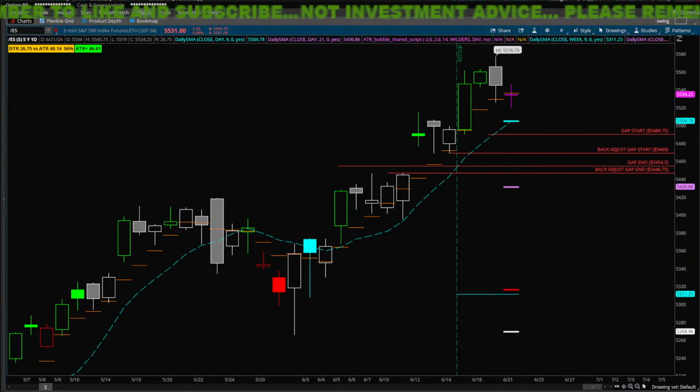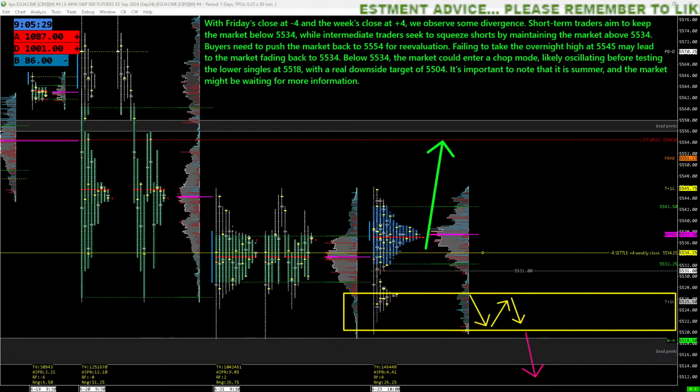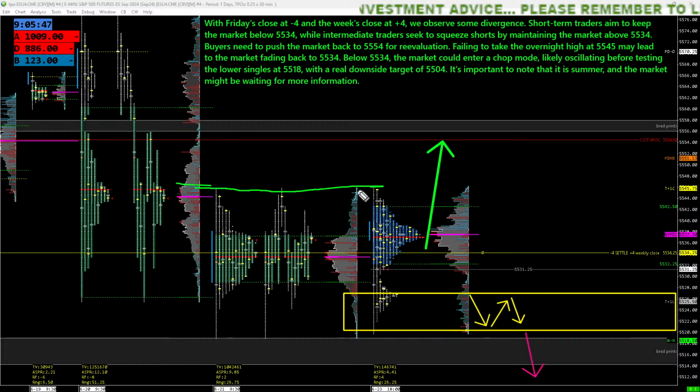As we look over to the profiles here, you can see the close. Well, I don't have it marked, but close here, and then also the Globex high kind of sitting right off that. So indicating some weakness from buyers here in back-to-back sessions. So we just got to pay attention to that.